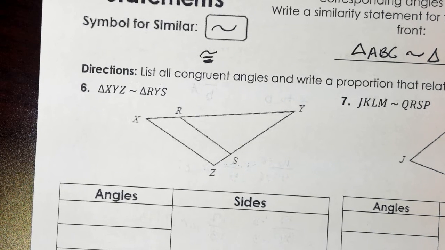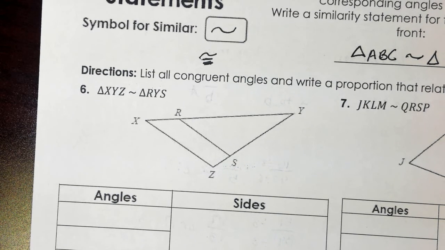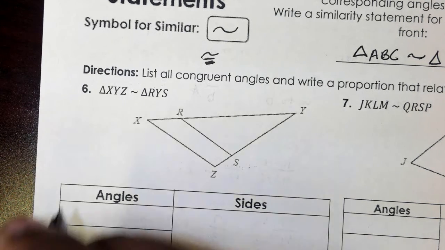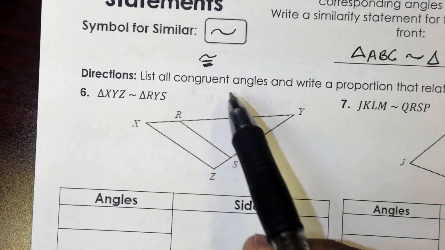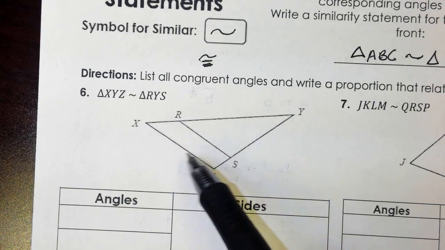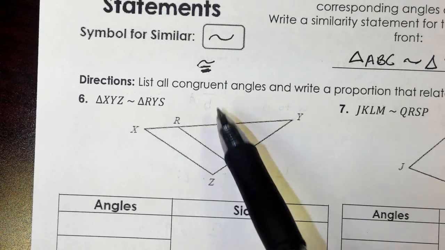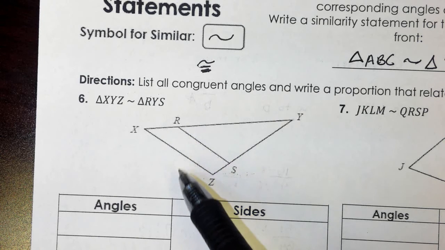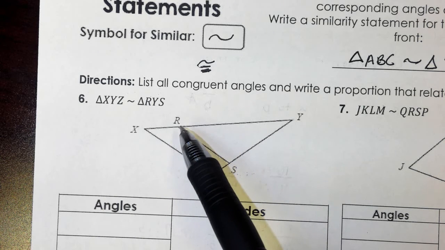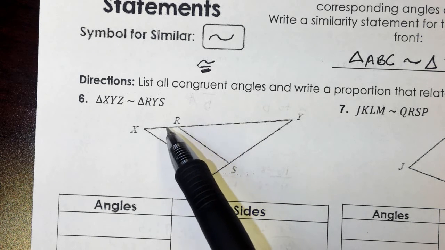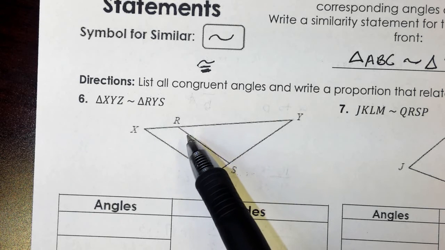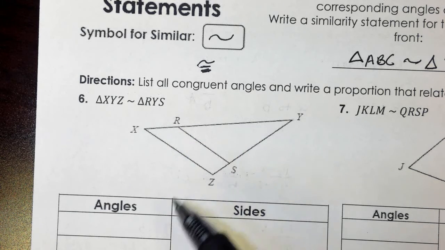So number 6, triangle XYZ is similar to triangle RYS. So I'm going to list all my angles first. Since these two are connected how they are right here, one is inside the other, I can't just use single letters to talk about angles. Like for example, if I call out R, I don't know if you're talking about this side of R or this side of R. So we need to use 3 letters for these.